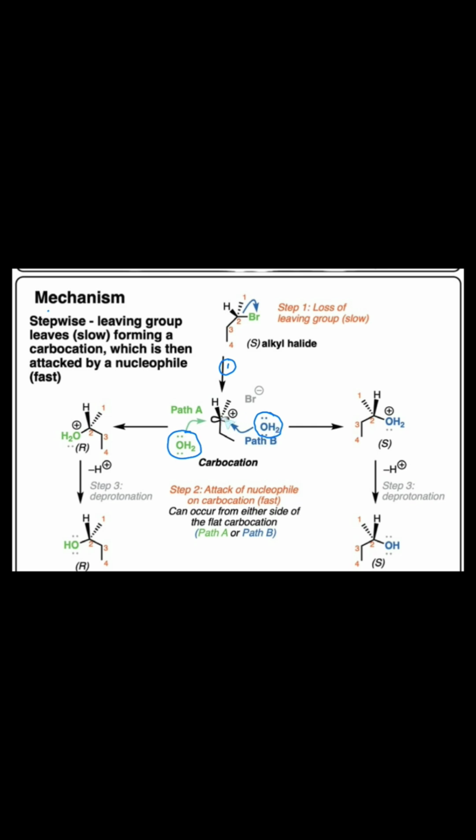If it attacks from the right side, you will get the final product as the S isomer, and it can attack from the left side and we will get the product as the R isomer. Both after deprotonation, you will get the R isomer here or the S isomer or both. So in this mechanism, retention and inversion both occur and you will get a racemic mixture. These two are the second step. They are the fast step, while that was the first step, that is the slow step, the rate determining step.